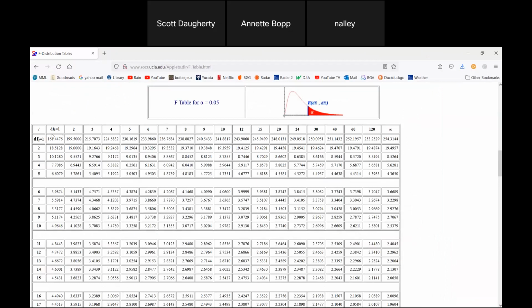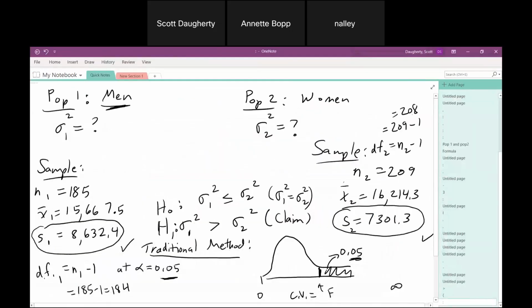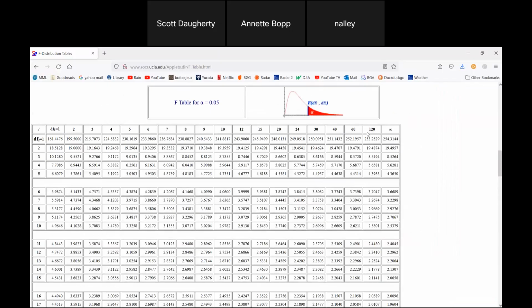All right, so we have DF1, degree of freedom for the first one is 184. And just notice that they don't put all the numbers on here. So you just have to pick the closest one. And I would only pick infinity if it was way bigger than 120. 184 is close enough to 120 that I would just use 120. I would only use the infinity one for a really large degree of freedom, something like 1,000 or something. But 184 is close enough to 120 to just use 120. So I would use 120.